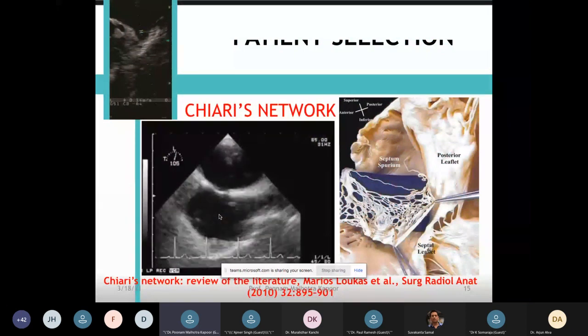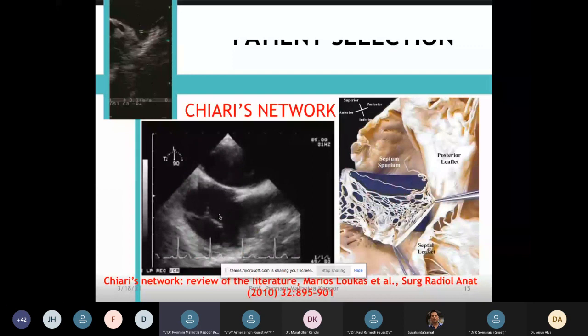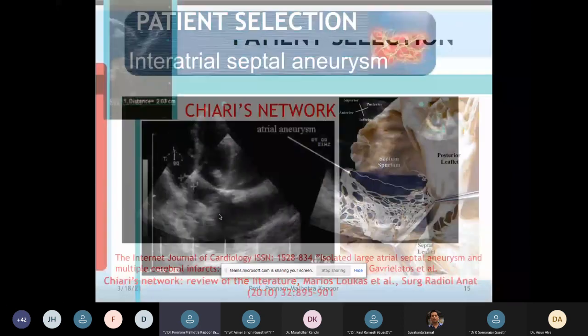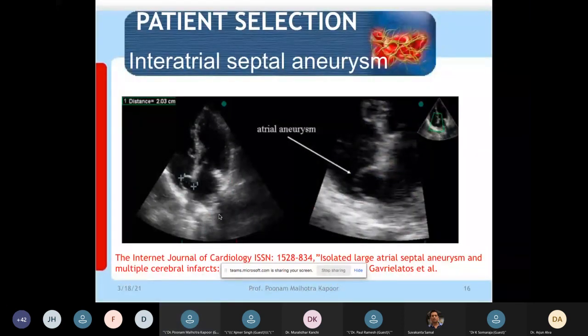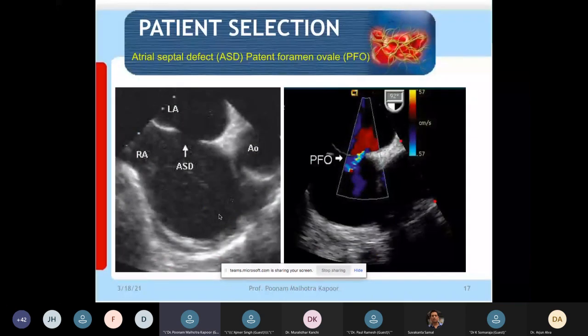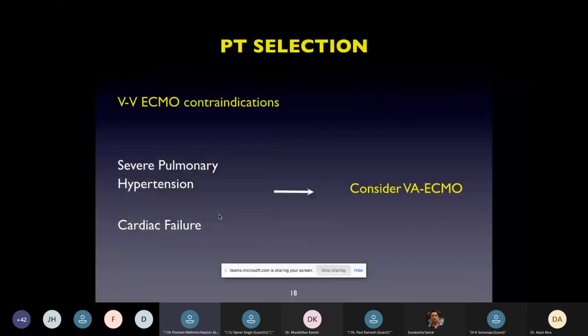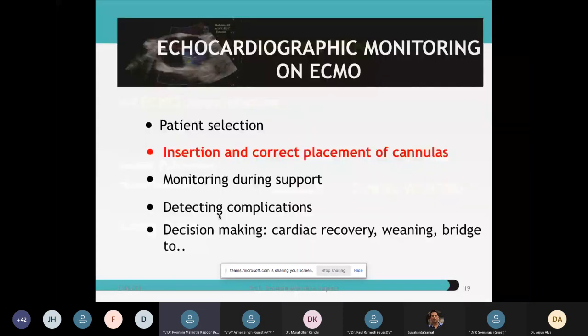So this is a Chiari network that you see in the video, and this Chiari network will obstruct your ECMO cannulas. Interatrial septal aneurysm, presence of a PFO or ASD is also a relative contraindication for a patient for a central ECMO. And as I said earlier, cardiac failure with severe pulmonary artery hypertension, do a VA ECMO and not a VV ECMO.